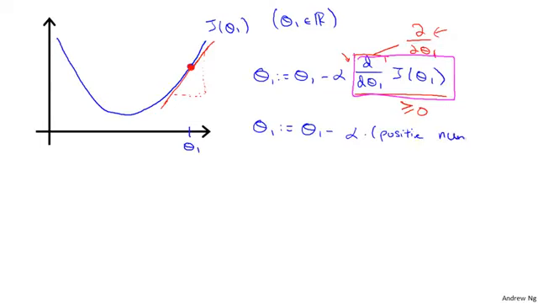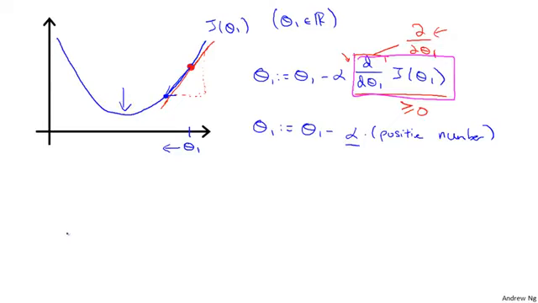Alpha, the learning rate, is always a positive number. And so theta 1 gets updated as theta 1 minus something. So I'm going to end up moving theta 1 to the left. I'm going to decrease theta 1. And we can see this is the right thing to do because I actually want to head in this direction to get me closer to the minimum over there. So gradient descent so far seems to be doing the right thing.